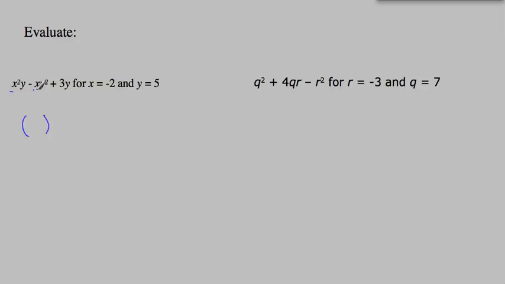I'll use blue for x's and I'll use green for y's. So I have something squared times something. That used to be an x, that used to be a y. I'm going to plug something in for it now, but I'm not going to do it yet.